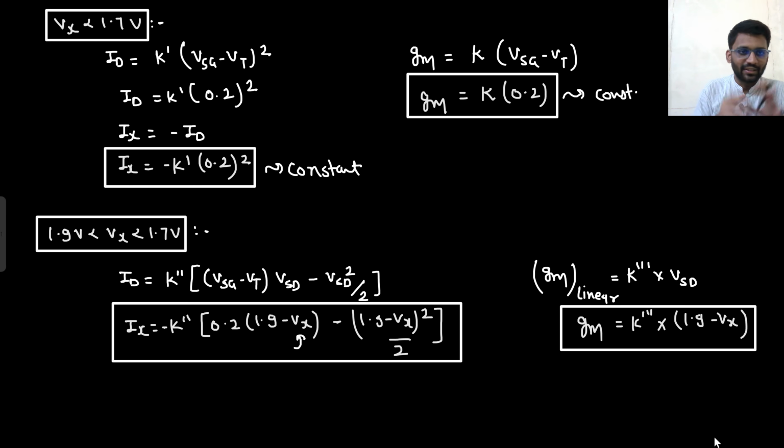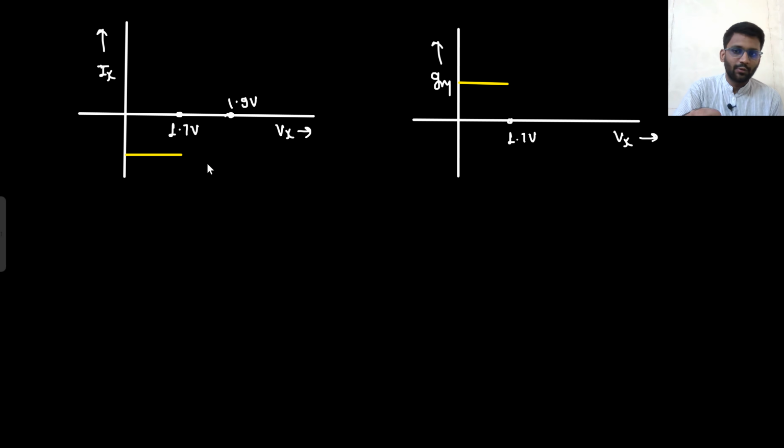Okay, are you getting this point? If your Vx is from 1.7 to 1.9 volt, what is happening is that if your Vx is increasing, your current magnitude is decreasing, but the current is in negative direction. So in positive direction, it would increase. And at 1.9 volt, the current would be 0. So it will increase like this.